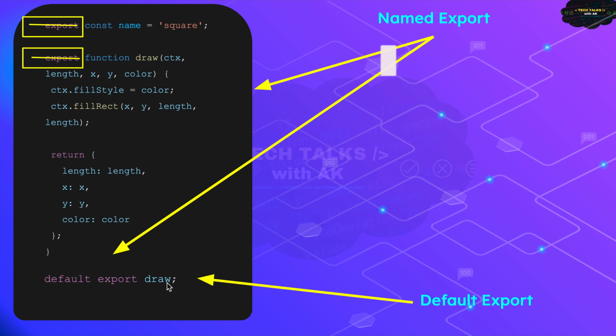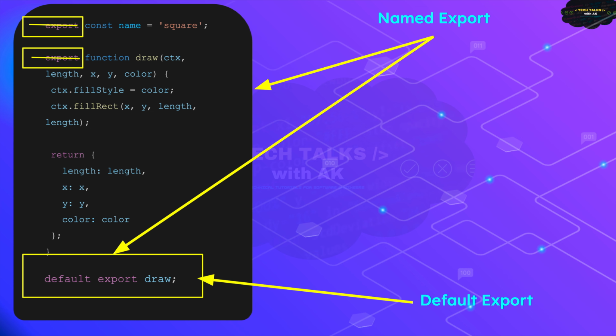So this file will only export the draw function. Whenever we will be importing from the square.js file, it will only import the draw function from this file. So this draw function is the default export from this file. This default export is highlighted here.